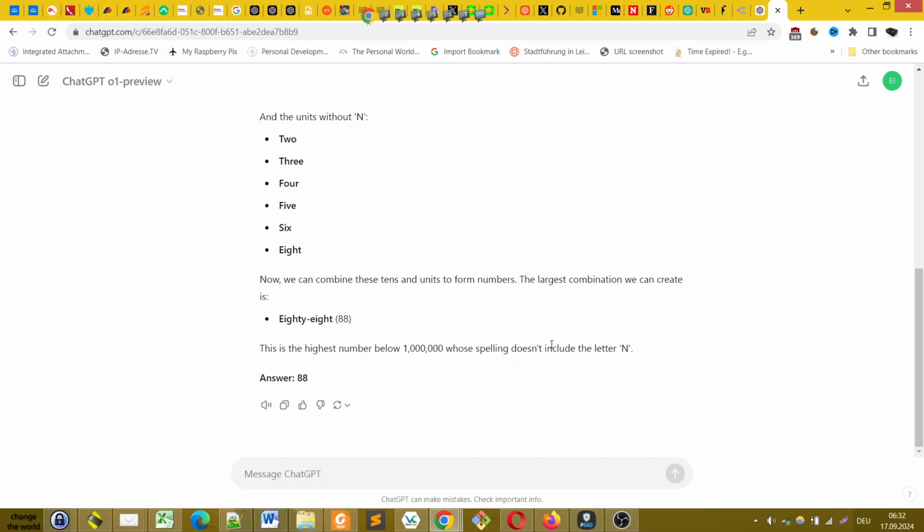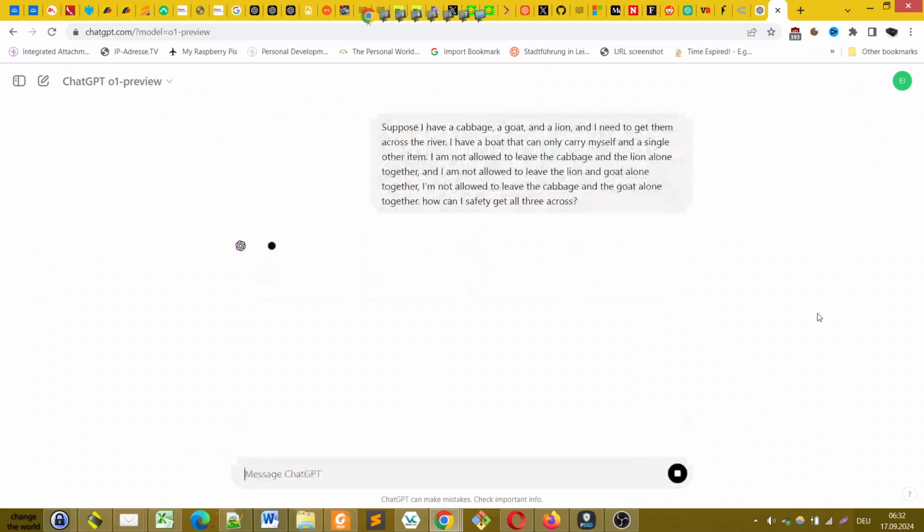Let's have a look at the second example, and let's start with GPT-4 again first. So this is a popular riddle where you have a cabbage, a goat, and a lion, and obviously if you leave the goat alone with the cabbage, it will eat the cabbage. If you leave lion and goat alone, the goat will be eaten. So the idea is that you bring these across, or I selected ChatGPT o1-preview here actually.